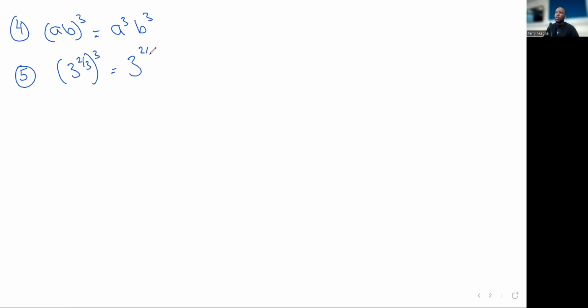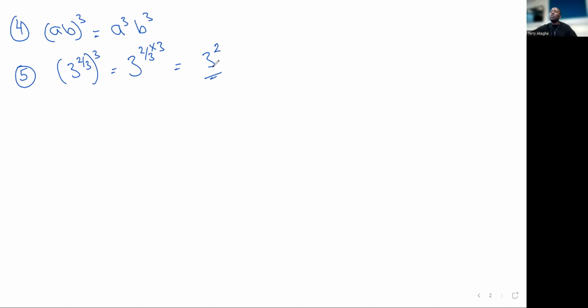Number 4, you can say something like (ab) raised to the power 3. It's going to give you a raised to the power 3 and b raised to the power what? 3. Number 5, you can have something like 3, 2 over 3, all raised to the power 3. So the same thing as saying 3, 2 over 3 times 3, and that will give us what? 3, 6 over 3, and that will give us what? 2 for that. All right. Yep, so you can keep on going like that forever and ever, and you get the same thing.